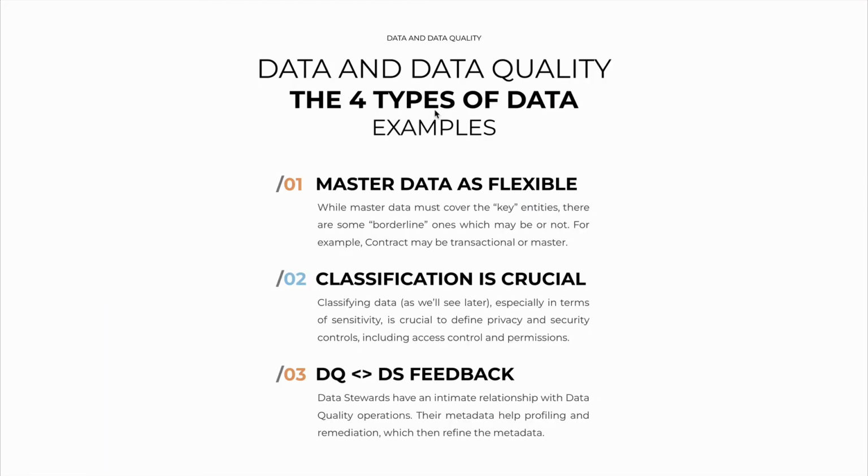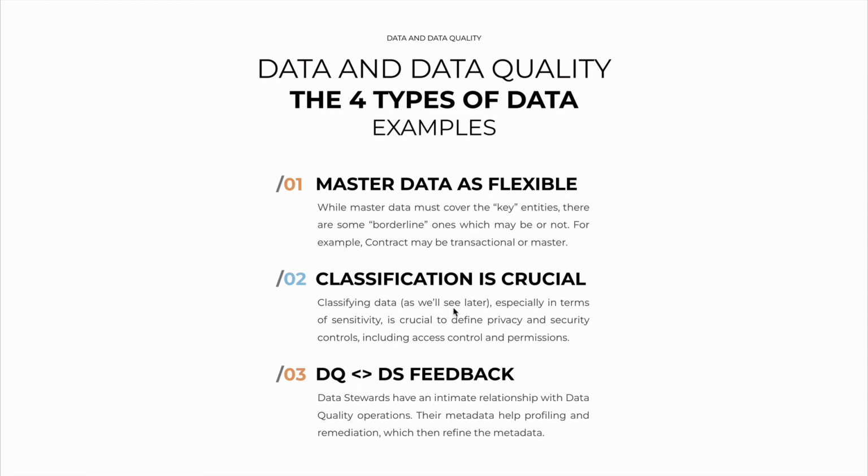What examples do we have this time? First, master data can be flexible. What I mean is that while master data must cover the quote-unquote key entities in the organization, there are some borderline entities which may be key entities or not. It depends on the interpretation. For example, the entity contract may be transactional or master data, because if a company does simple contracts with one payment, it's almost a transaction by itself. It's transactional data. But if a company does multi-year contracts with several services included and payments and several people assigned, then it's more likely to be a master data entity.